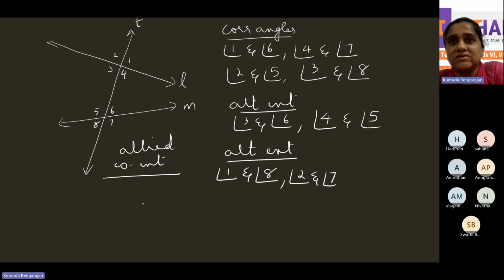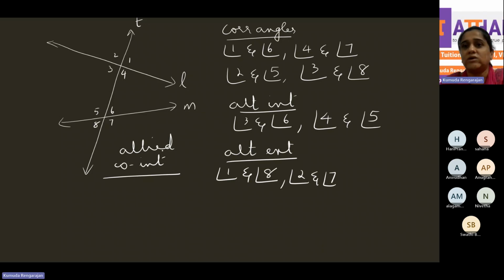Now, as the name suggests, co-interior angles. So here, in this pair, both must be interior. We also have co-exterior angles, but we don't use that much. But allied angles are co-interior angles. When we say allied angles, we are talking about co-interior angles. We don't find co-exterior angles in the textbooks either, but there is something called co-exterior angles also.